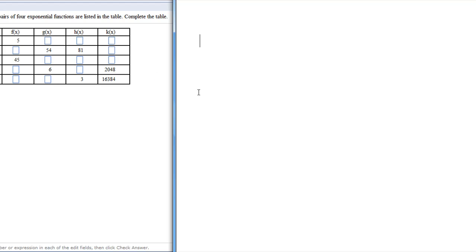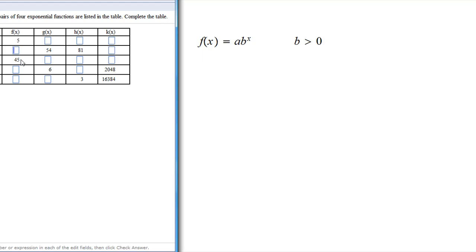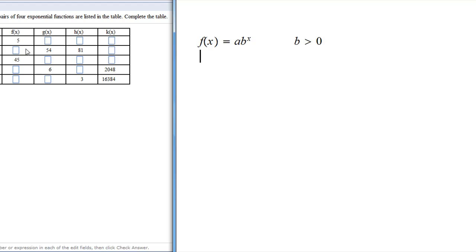So the first function is f of x, and the form will be what? A times b to the x, where b is a number greater than 0, right? So first pay attention to this table here. This value will be 5 times b, and this value has to be 5 times b square.